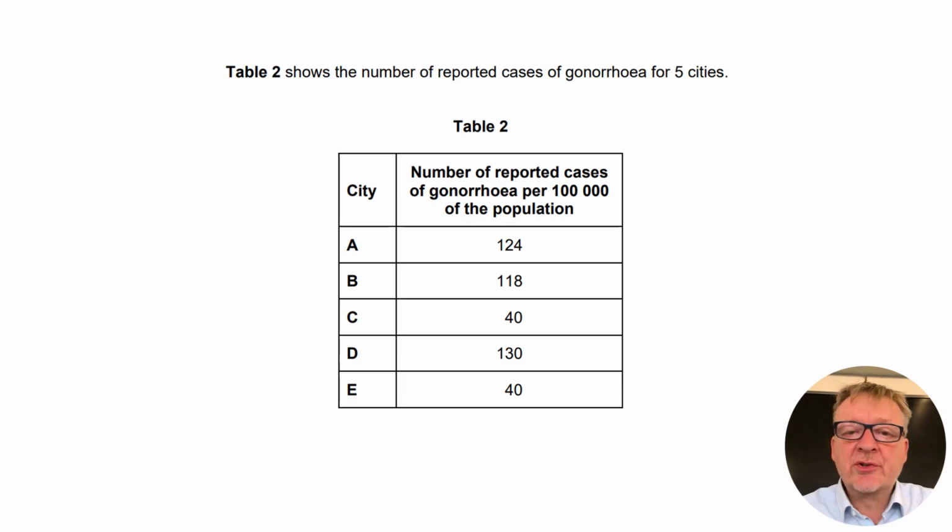Table 2 shows the number of reported cases of gonorrhea in 5 cities. Number of reported cases of gonorrhea per 100,000 people. Okay, so if you've got 100,000 people in City A, there's 124 cases.